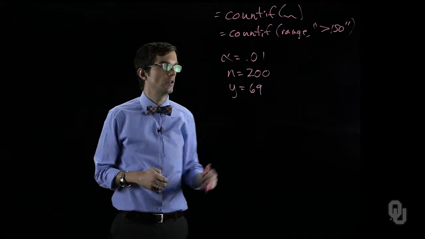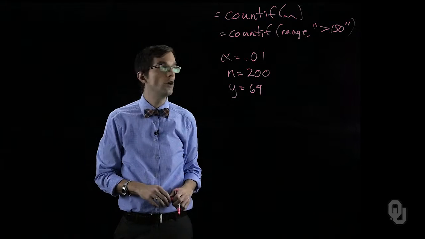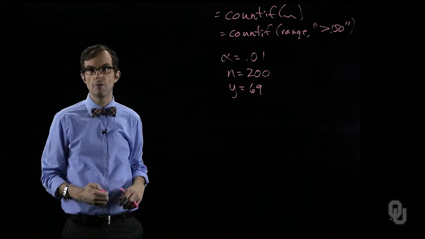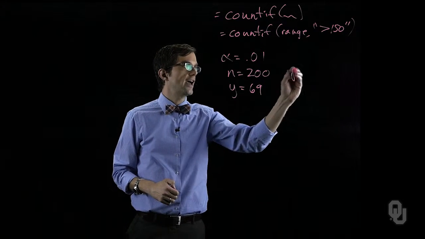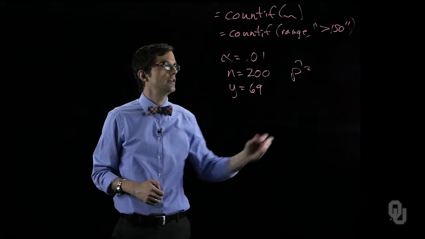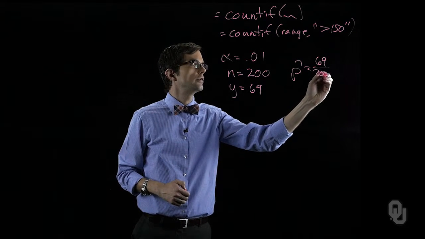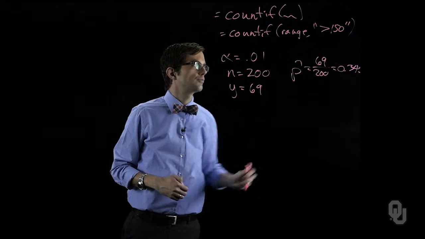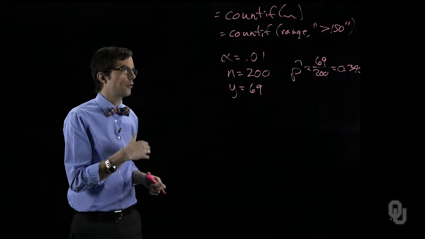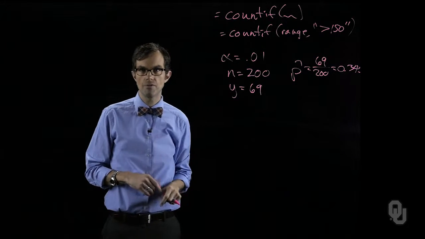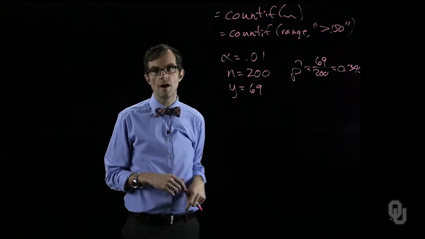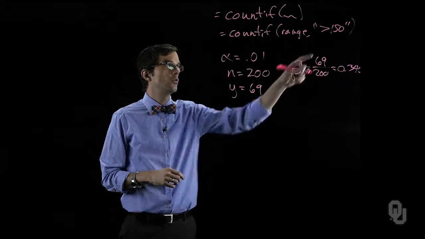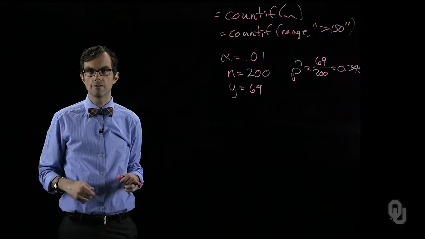That's 69. So 69 customers out of the 200 waited longer than 150 seconds, 2.5 minutes, or this industry standard. Based on that, we know that p hat is 69 out of 200, or 0.345. So our point estimate for the proportion of customers waiting longer than 150 seconds is 0.345. Out of our sample of 200, 34.5% waited longer than 150 seconds.